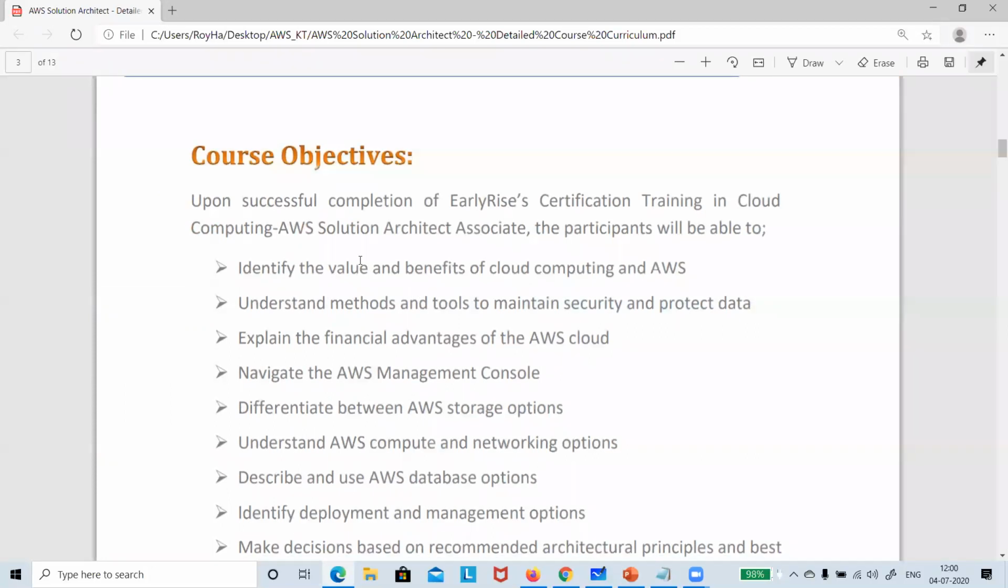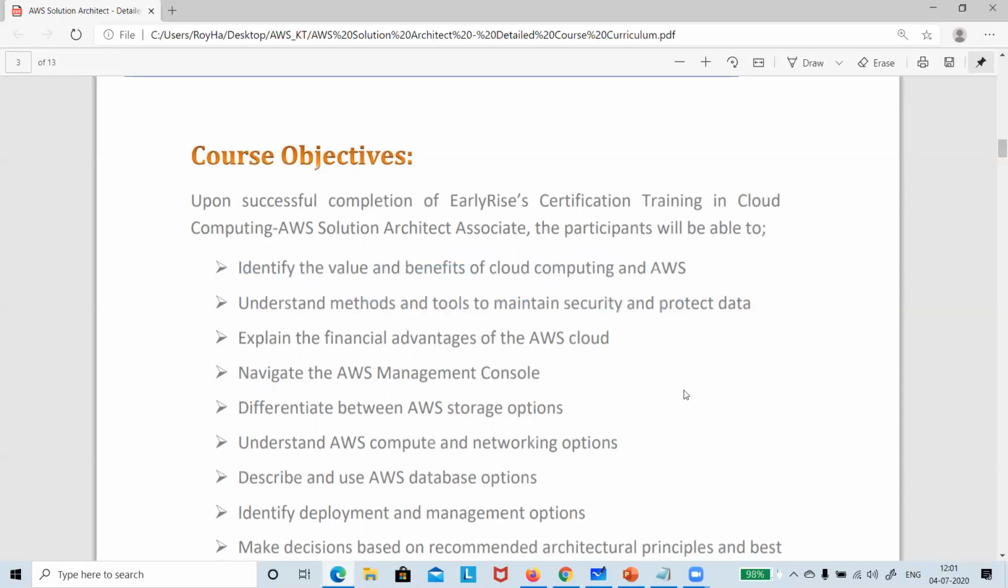Please go through it. Upon successful completion of the certification training in Cloud Computing AWS Solutions Architect Associate, the participants will be able to identify the value and benefit of cloud computing and AWS. So do you think that you can do this? First one? Yeah, till the cloud computing and AWS one, really, yes. Okay. Perfect. This is important to keep the curriculum open, and you can try to relate with whatever are the objectives and whatever are the contents in the curriculum.